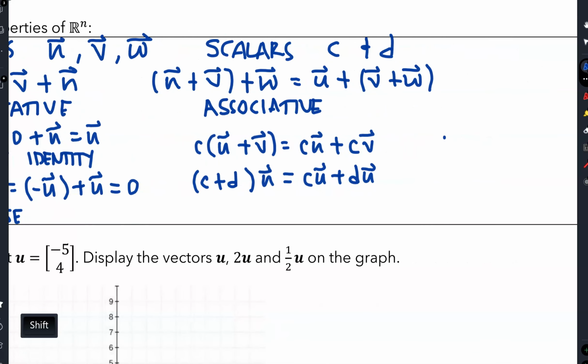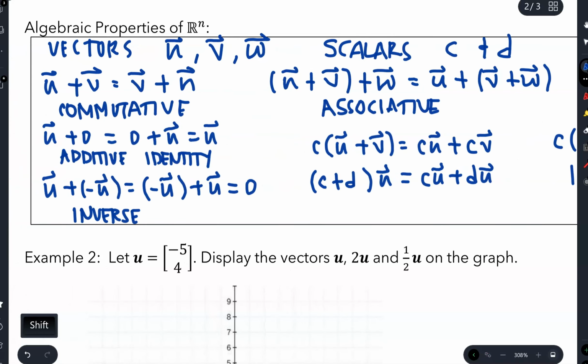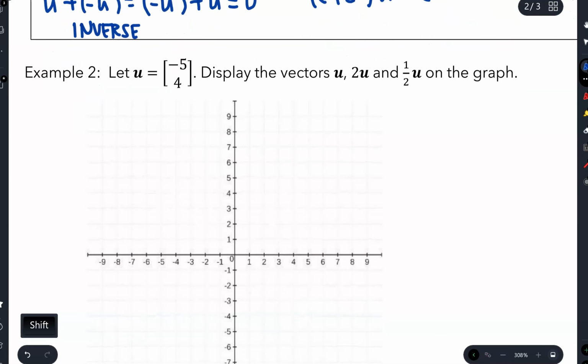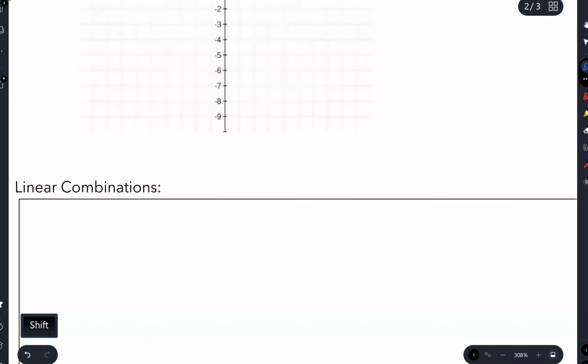And I have my kind of associative property with multiplication, so it's the same thing as grouping and multiplying c times d, and then multiplying it times u. And then 1 times u will just give you your vector u. All right, so take a second, and I'm not going to work this one for you. So example 2: take this vector u and plot u, 2u, and 1/2 u on the graph for me.